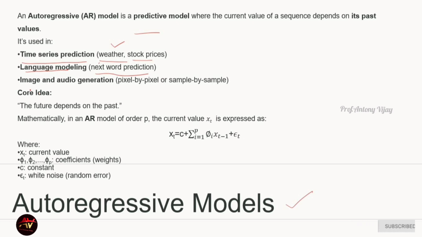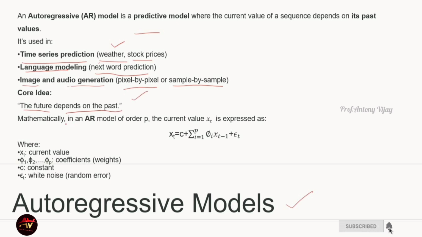And for images, what will be the next pixel for this pixel, so we can generate images pixel by pixel like this. And for audio, sample by sample. So these predictions can be done with the help of the autoregressive model. The main core idea is that the future always depends on the past.